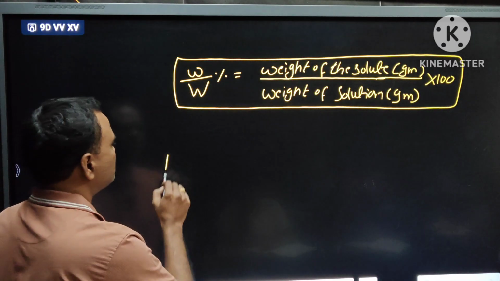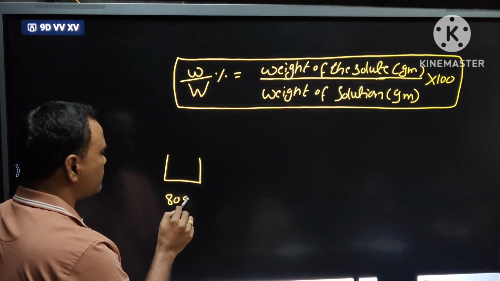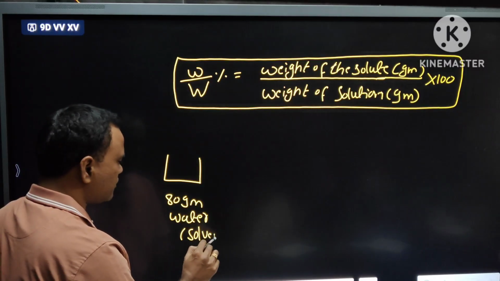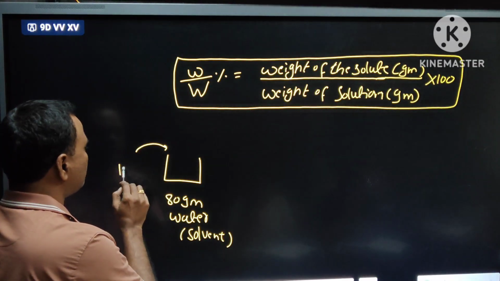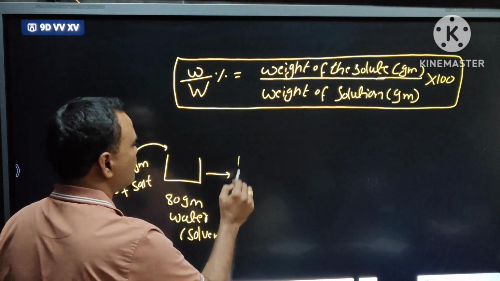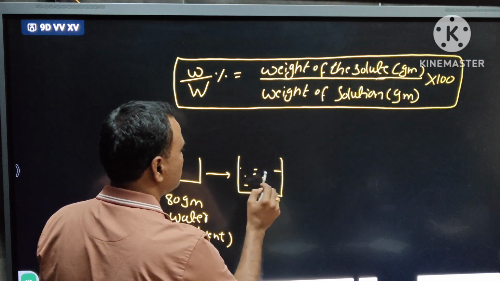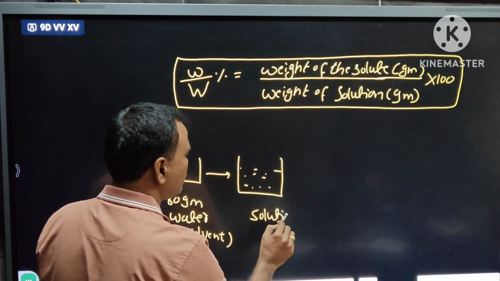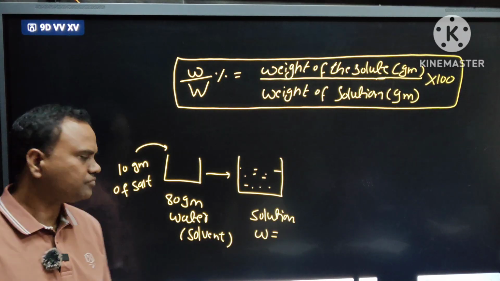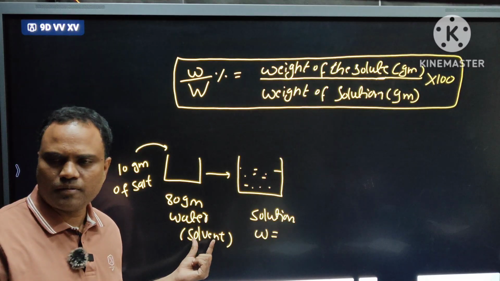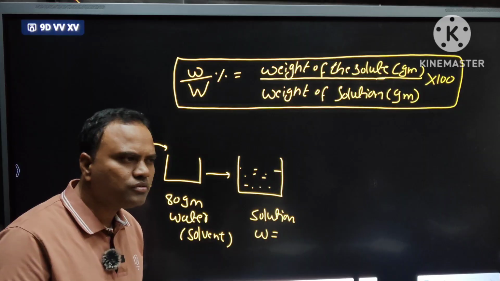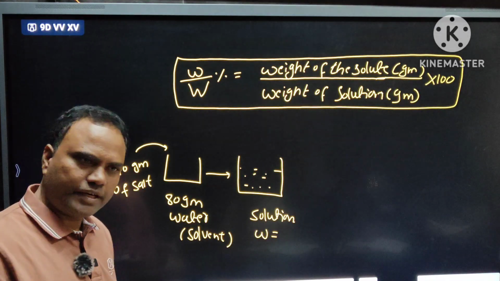Once look at this, all of you. I am taking some 80 grams of water. Water is the solvent. And I am dissolving 10 grams of salt in it. Then I'll get a solution. Now you tell me, what is the weight of the solution? What is the weight of the solvent? 80 grams. What is the weight of solute? 10 grams. So mix these two, what will you get? 90.